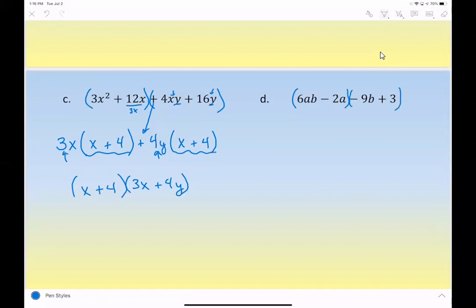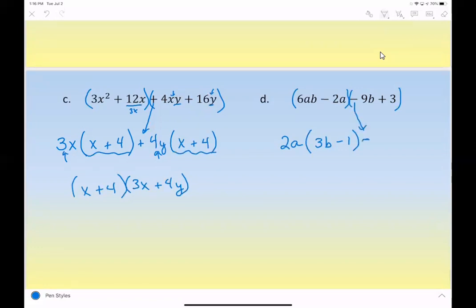Our GCF in the first group, it looks like it's going to be 2, and they both have an a. So we're going to take out a 2a and write a parentheses, and then we're going to divide. 6ab divided by 2a will be 3b. And then negative 2a divided by 2a will just be a negative 1, because remember, anything divided by itself is always 1. From the second group, I'm going to bring the minus down.